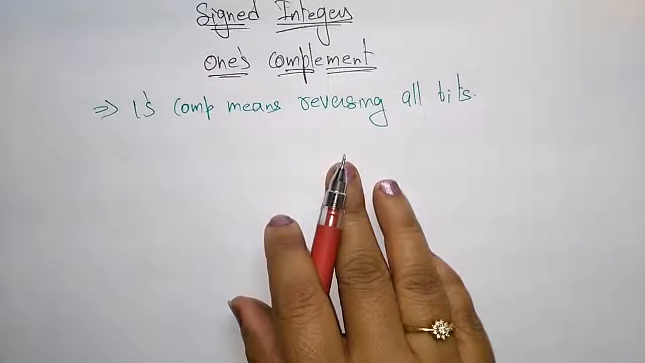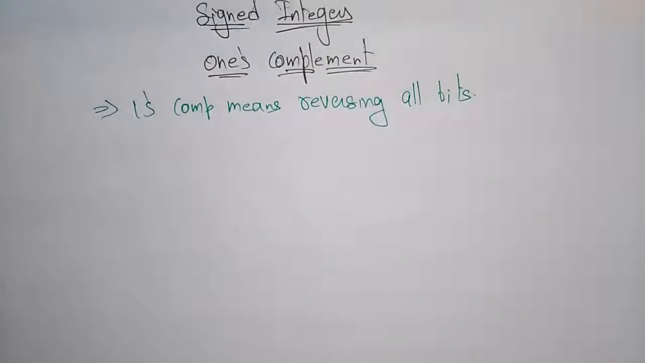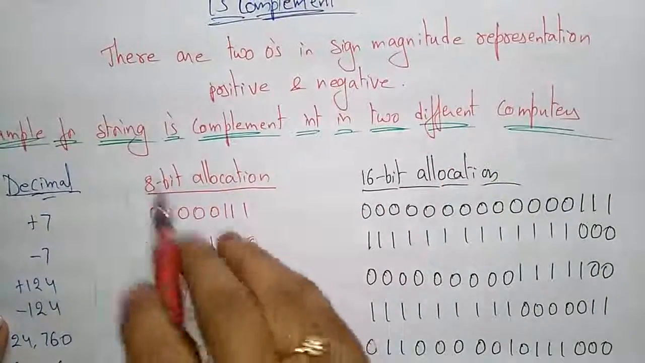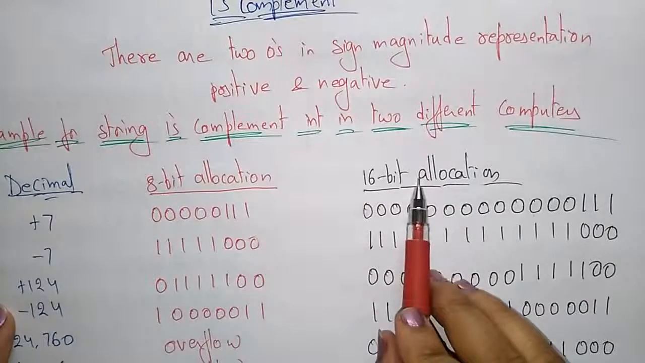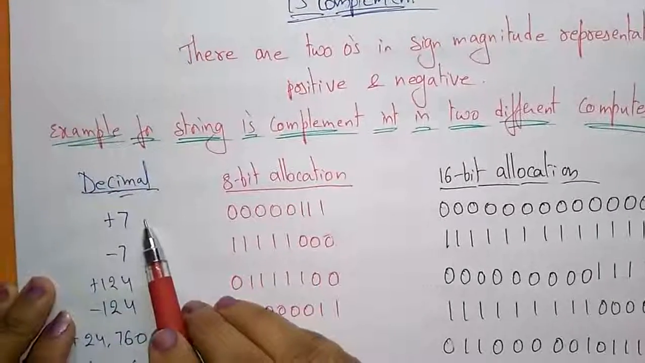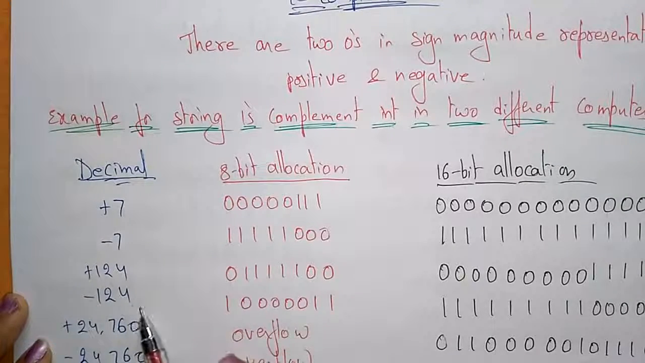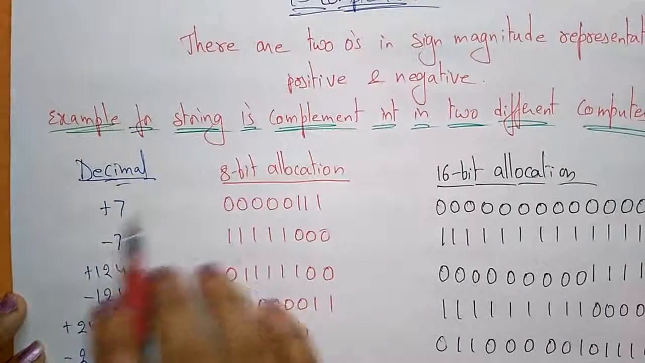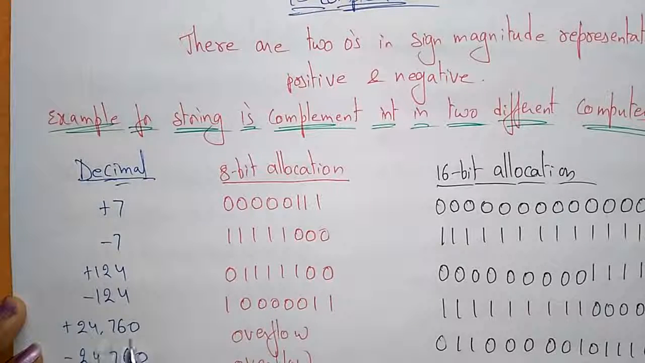Before going to examples, I'll just show you how the ones complement is represented. This is a signed integer ones complement, storing in two different computers, an 8-bit location and a 16-bit location. For the decimal numbers of signed integers, I have taken numbers randomly: plus 7, minus 7, plus 124, minus 124, plus 24760, minus 24760.